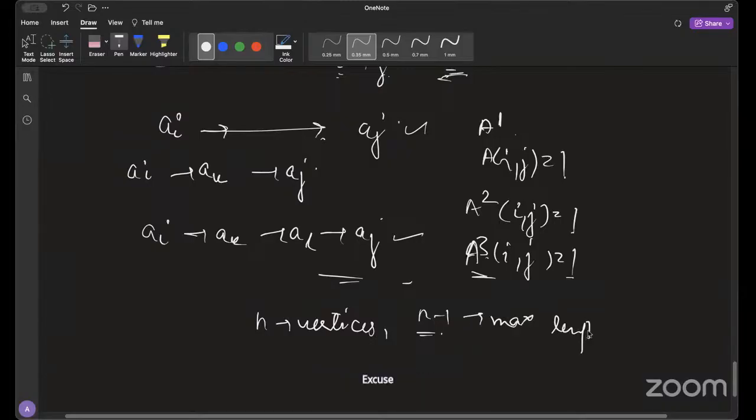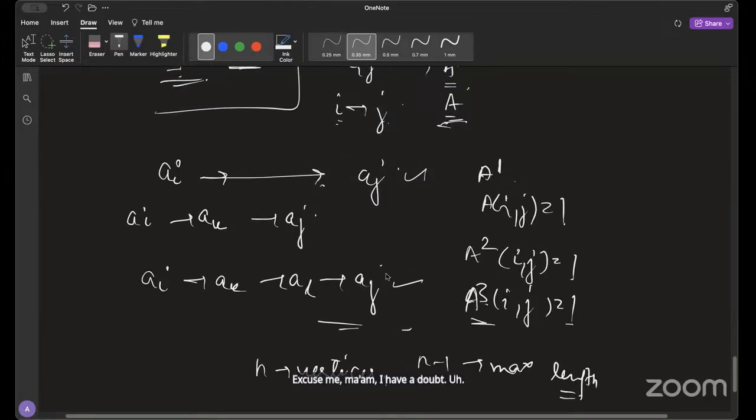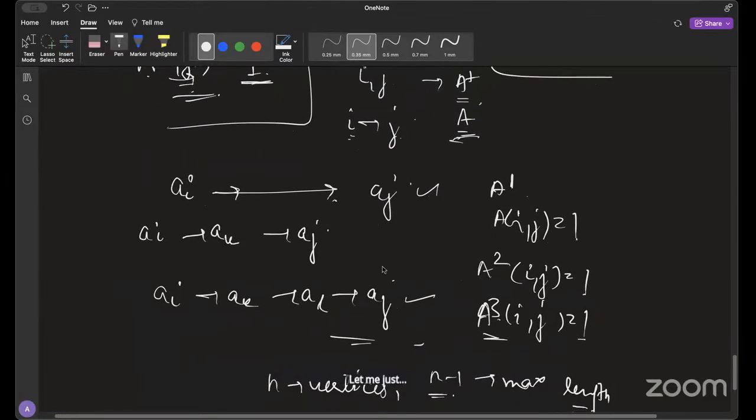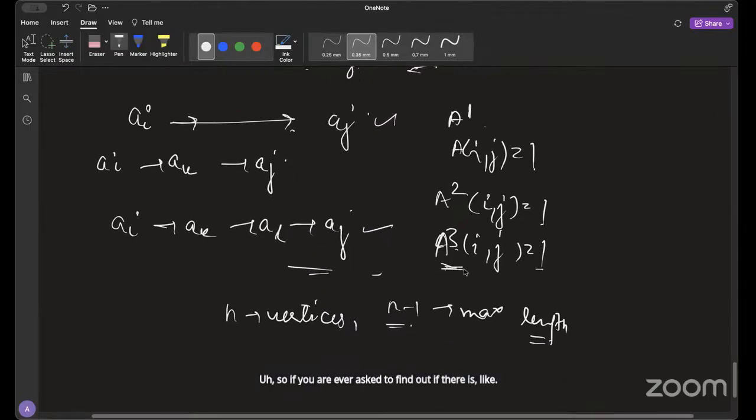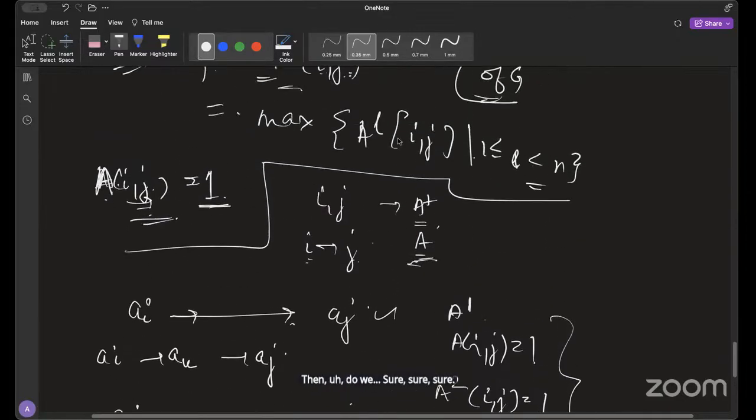Excuse me, ma'am, I have a doubt. In the A square and so on, the diagonal elements will be 0 for all the matrices, right? Yeah. Okay. So if you are ever asked to find out if there are, let's say, 2 spaces between AI and AJ, then let me just finish this first. Sure. Otherwise you won't understand what we were discussing here.